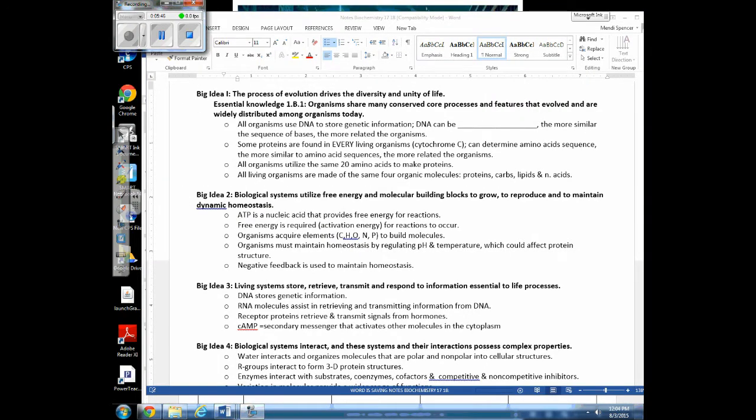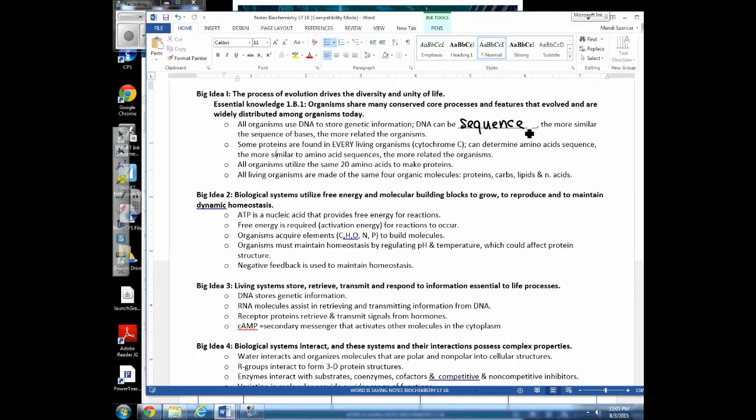So one concept under big idea 1 is that organisms share many conserved core processes and features that evolved and are widely distributed among organisms today. So let's talk about some common features that we discussed in this biochemistry unit. I mentioned that all organisms contain DNA. The fact that all organisms have this molecule in common allows us to utilize it so we can determine how related organisms are. To use DNA in this manner, we have to sequence it.